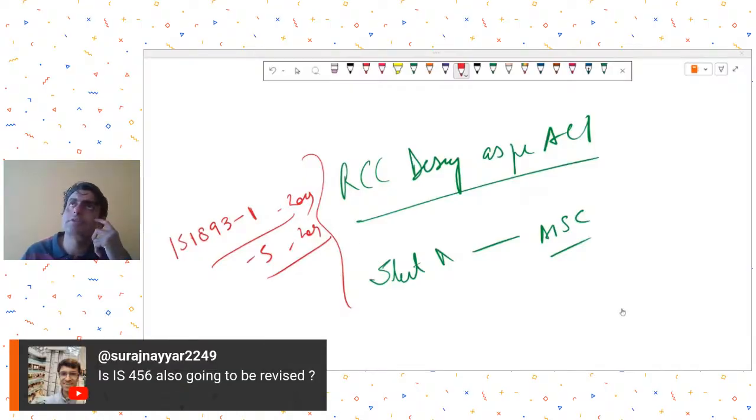IS 456 possibly may get revised in 2026. Let's see. Right now the 456 committee has invited comments. The draft revision is already out, and the comments on the draft have also been submitted. I think the deadline was last week. Maybe within 6 to 7 months they may bring up the revised code. Let's see.